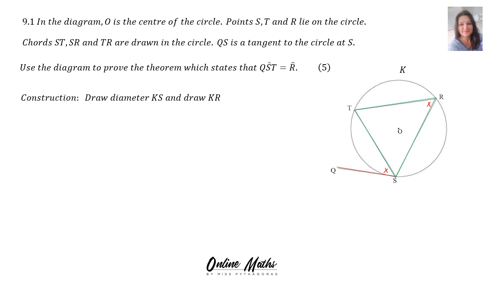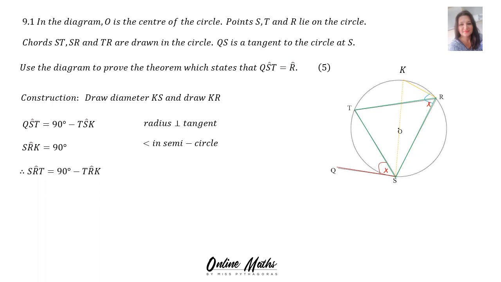So first of all, we start with a construction. We draw diameter KS and we draw KR. And then we start. Angle QST is equal to 90 degrees minus angle TSK. And the reason is radius perpendicular tangent. And then we get angle SRK. That angle is 90 degrees, and the reason is angle in semicircle.